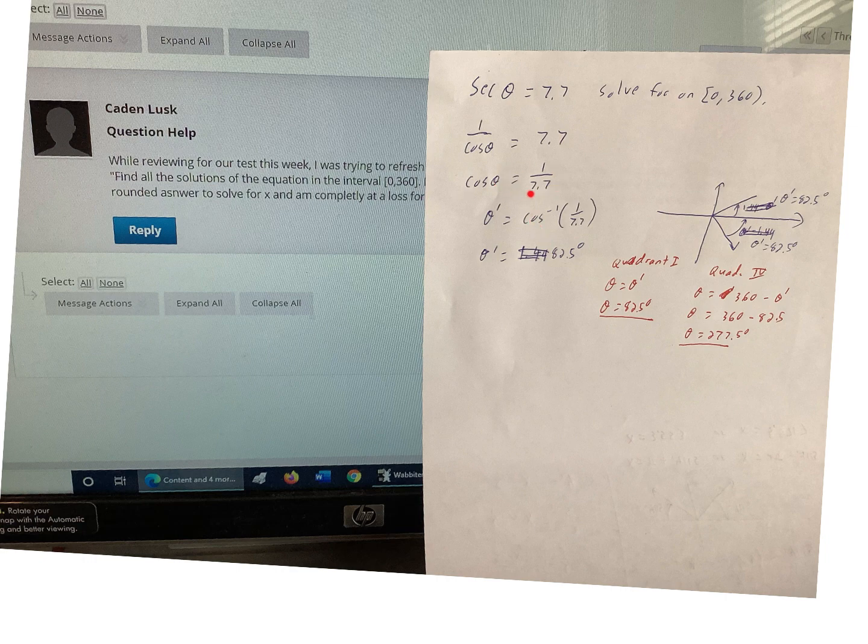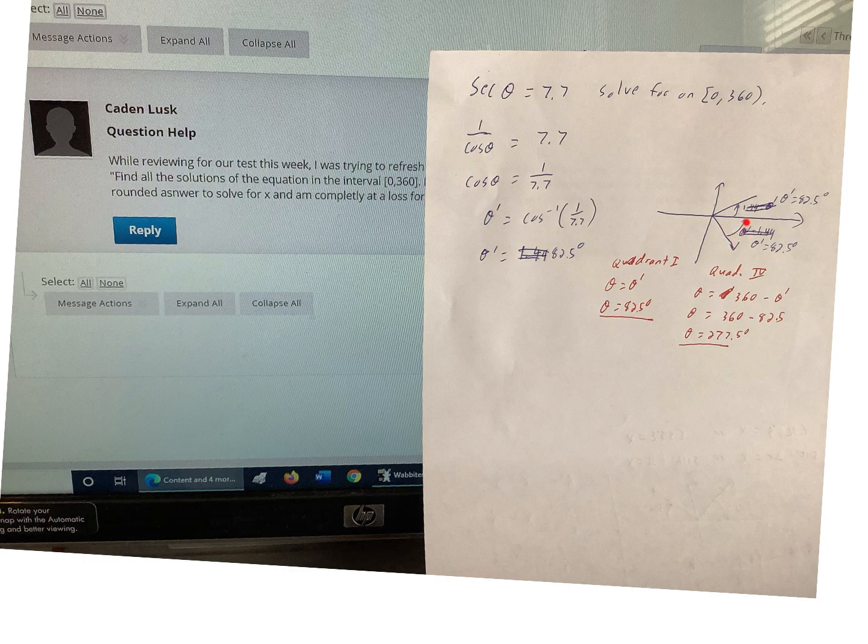What quadrants is cosine positive in? Quadrants 1 and 4. So we're talking about a reference angle of 82.5 degrees in these two quadrants. Well, in quadrant 1, theta and theta prime are the same, so one answer is 82.5.